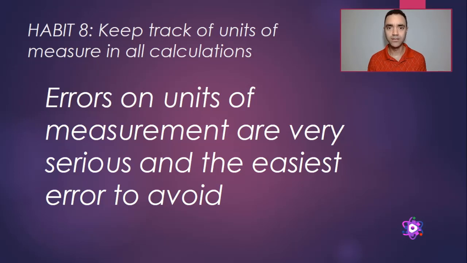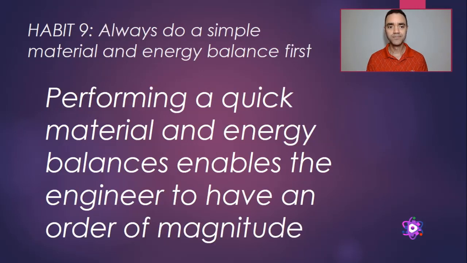And you need to understand what is bar G, what is bar A, the temperature conditions for volume flow of gases and pressure conditions for volume flow of gases, because all of that will influence the results of your process simulation. Habit 9. Always do a simple material and energy balance first. Performing a quick material and energy balance enables the engineer to have an order of magnitude. This will depend how complex is your process or will be your design.